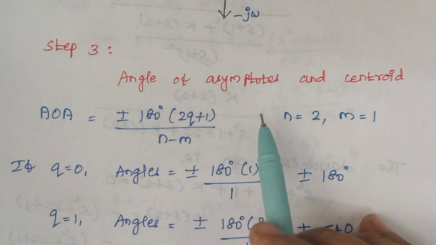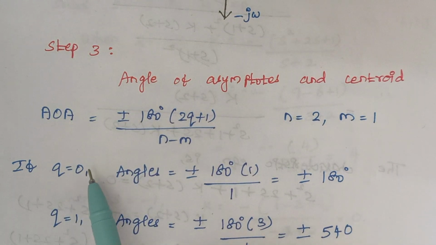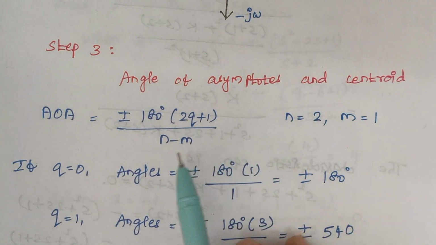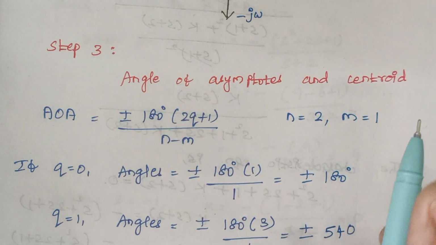Now we have to substitute the values of q starting from 0 to n minus m. So what will be n minus m? 2 minus 1 is again 1.